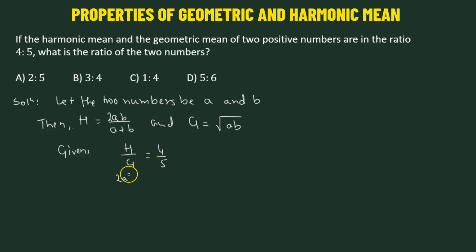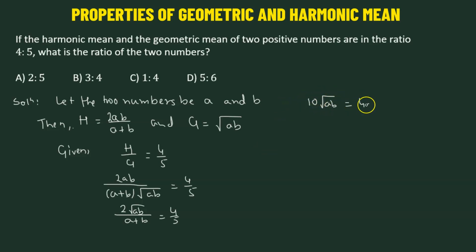So we have 2 times AB divided by A plus B, divided by G. G is going to be square root of AB. So that equals 4/5. Now AB divided by square root of AB makes it square root of AB, divided by A plus B. So this will equal 4/5. Let's cross multiply. We get 10 times square root of AB equals 4A plus 4B.